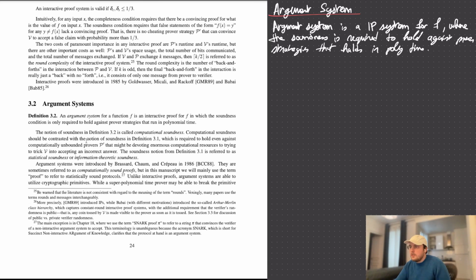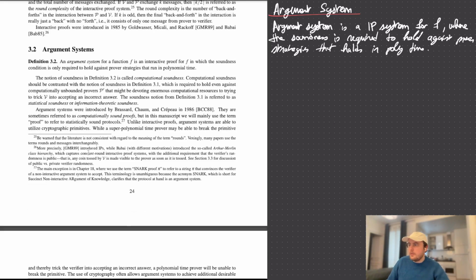The notion of soundness in definition 2.4 is called computational soundness. Computational soundness should be contrasted with the notion of soundness in definition 3.1, which is regarded to hold even against an unbounded prover that might devote enormous computational resources to try and trick V into accepting an incorrect answer. The soundness notion for definition 3.1 is referred to as statistical soundness or information-theoretic soundness. It's not that important to know. I will remember if I need it, or I will come back.